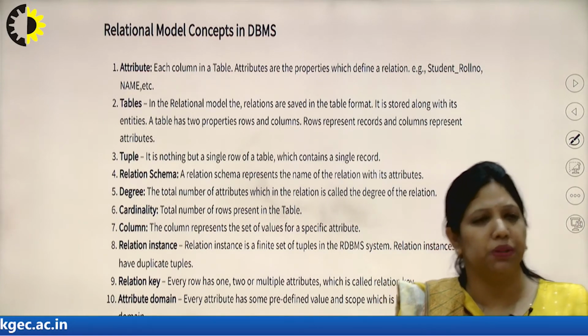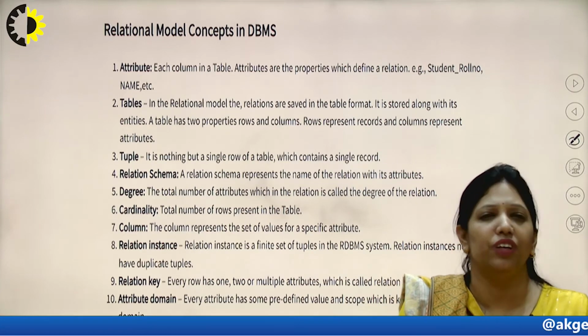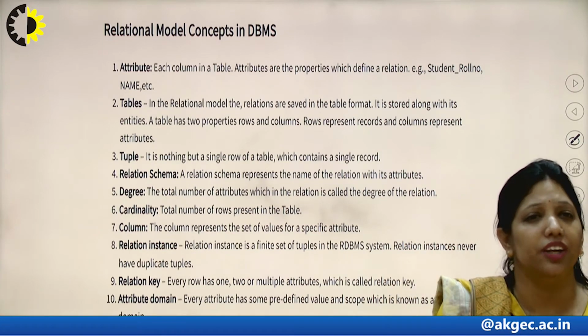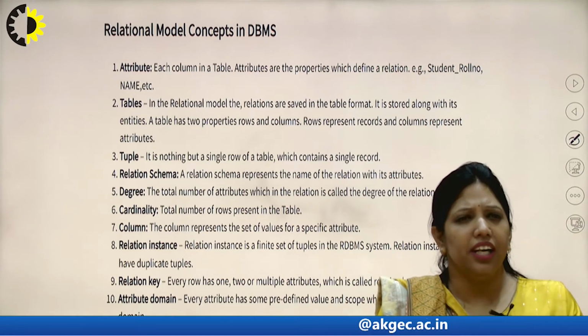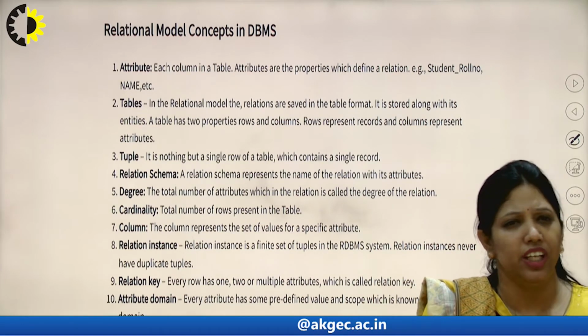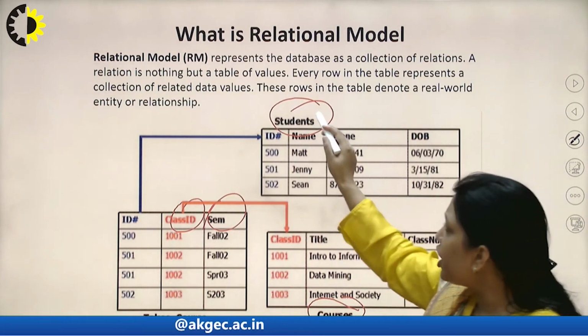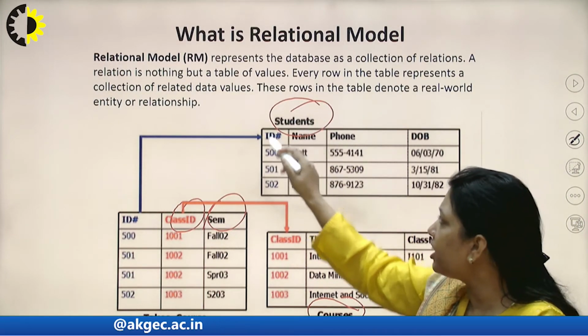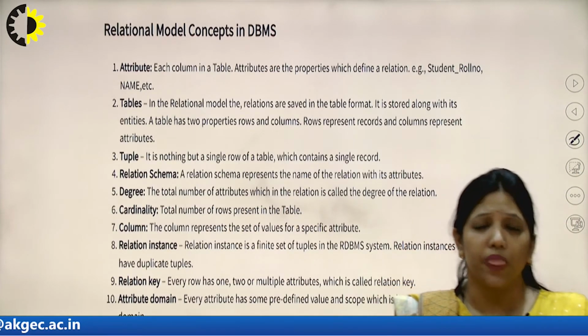Then we have a tuple. A tuple also represents a row. It is nothing but a single row of a table which contains a single record. Then we define the relational schema. A relational schema represents the name of the relation with its attributes. If we talk about the relational schema, the name of this table, student, and its attributes are represented as a relation schema.